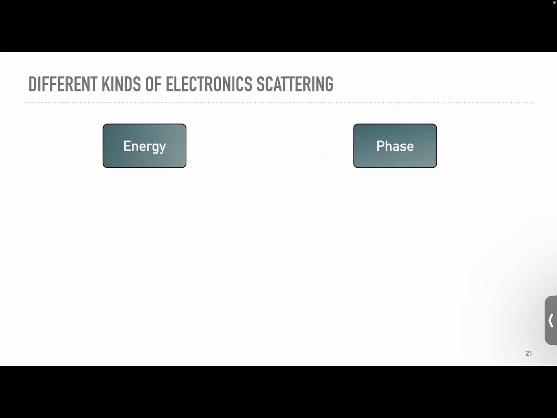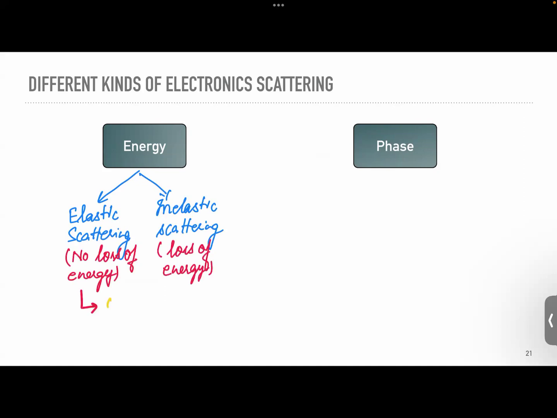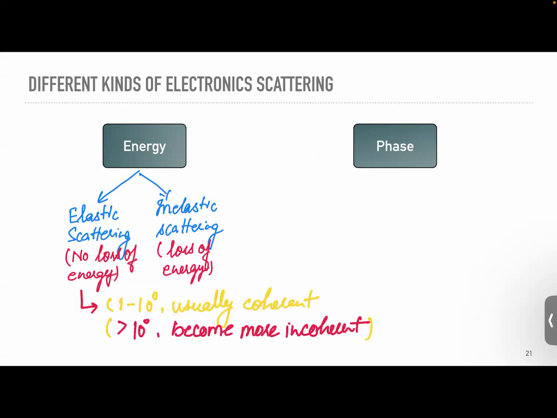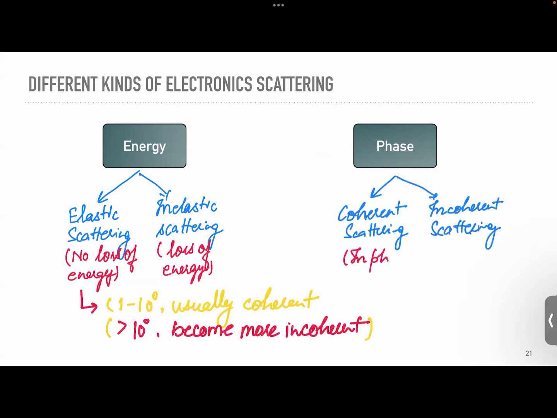Now, when we are talking about scattering, we can think of it either as energy or as phase. It means electrons have lower energy after scattering, or they have the same energy. That means they have gone through inelastic scattering or elastic scattering. Or they can be considered according to phase: some electrons can be in the same phase, some can be out of phase, or not in any relationship between the two electrons. So we can say coherent scattering and incoherent scattering, and elastic scattering and inelastic scattering.